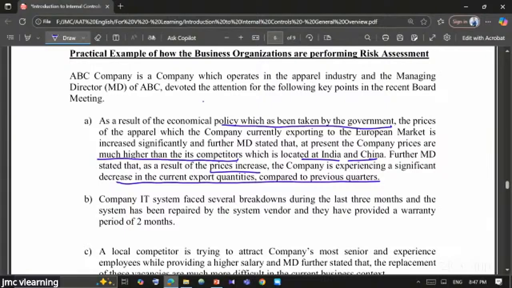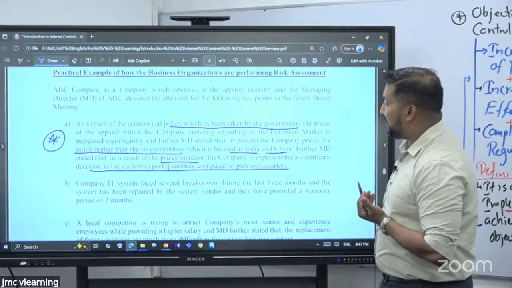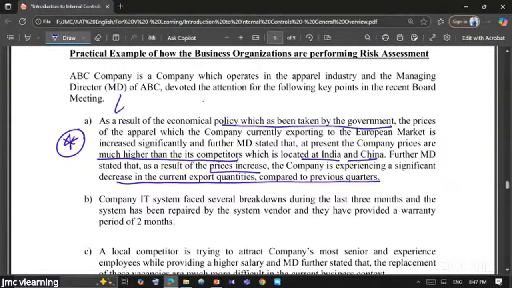Okay, so what is the risk which you identified here? You need to do the risk identification first. What is the risk which you identified here? So the risk which you identified here is loss of a major market. Agreed?